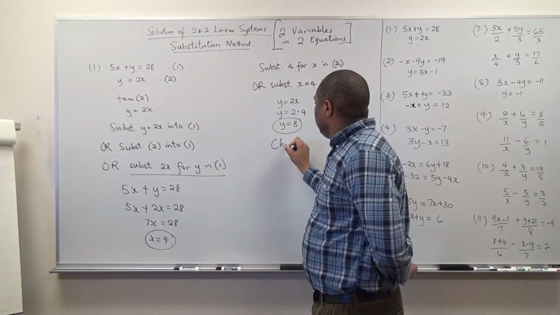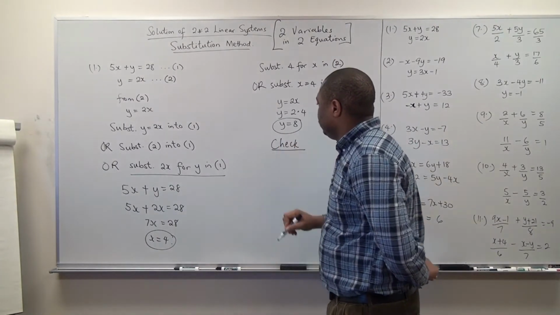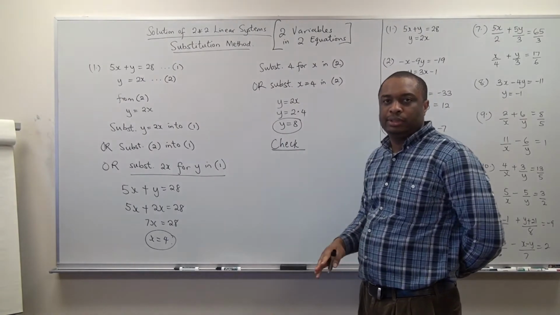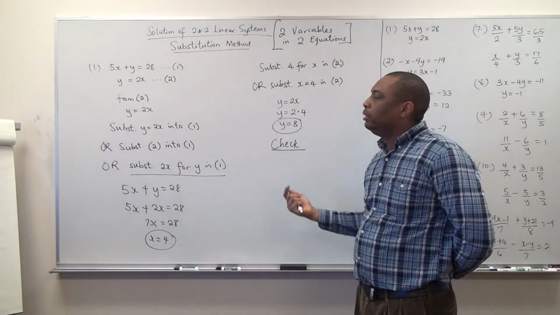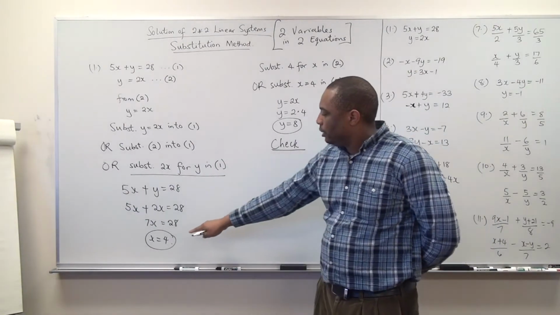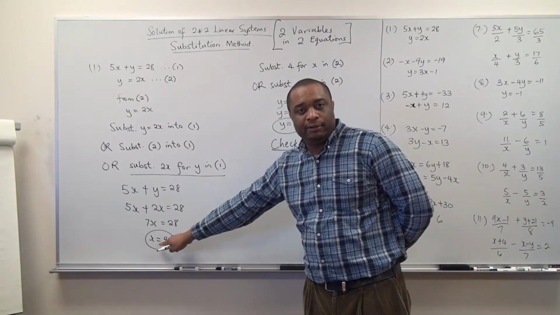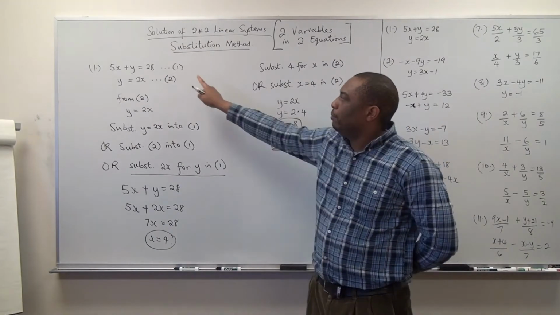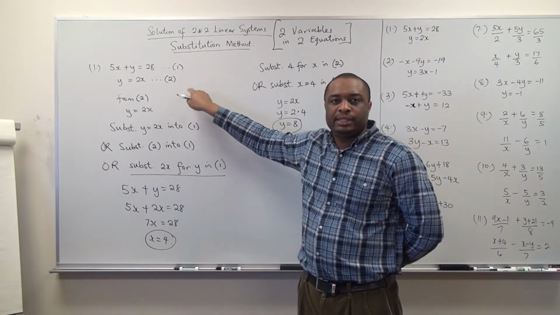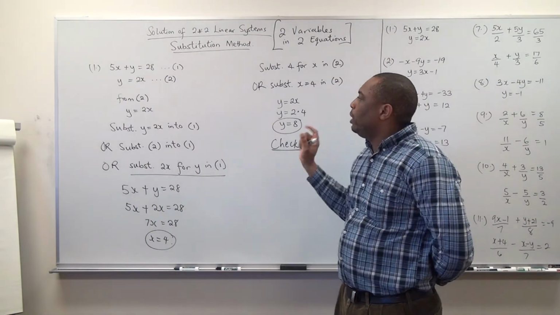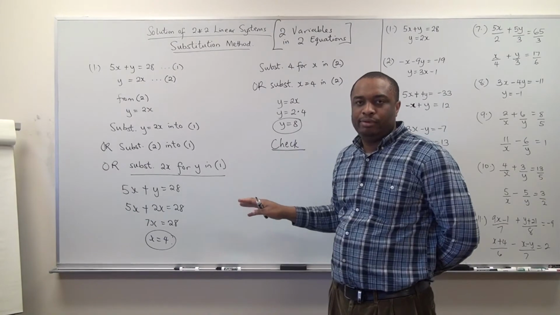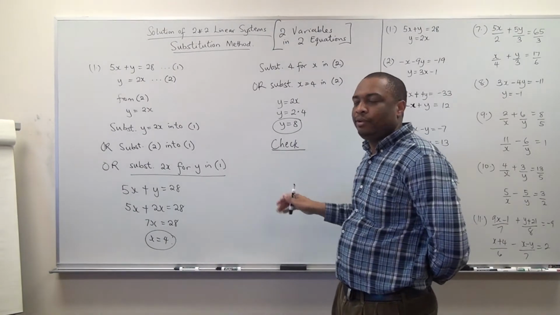The next thing we do is to check our work. Like I always do for equations, you need to check your work to see that you're correct. In this case, you have to check for both variables and for both equations. The equations must be correct for both variables. If one equation is correct and the other one is wrong, the whole answer is wrong. The whole answer is incorrect.